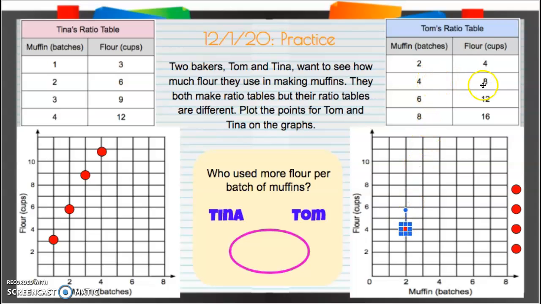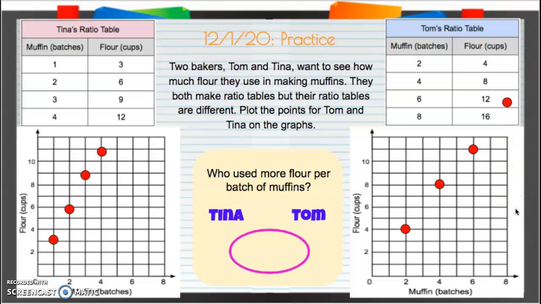4 muffins is going to be 8 cups of flour. We're going to go up to that 8. 6 batches of muffins is going to go to 12. And then 8 muffins is going to go up to 16. So 8 muffins, there's 12, 13, 14, 15, 16. I am so sorry, but that's going to be up there.